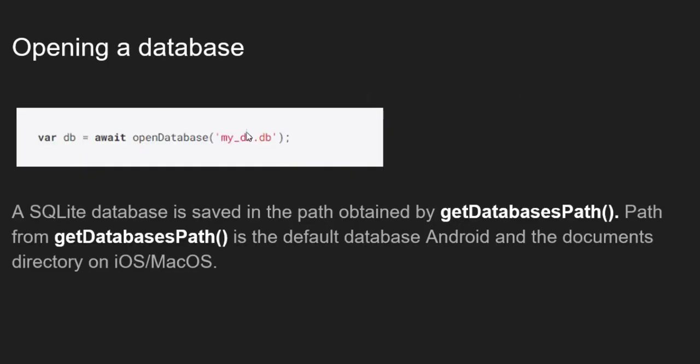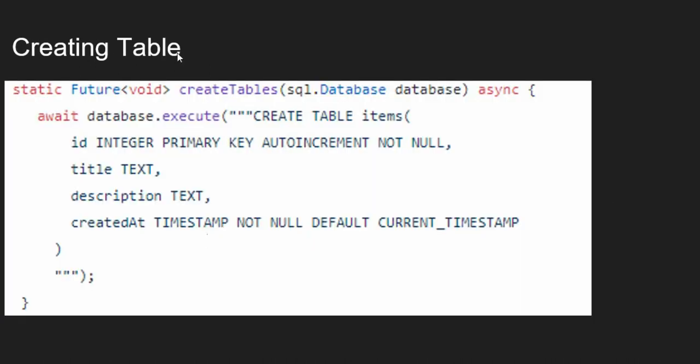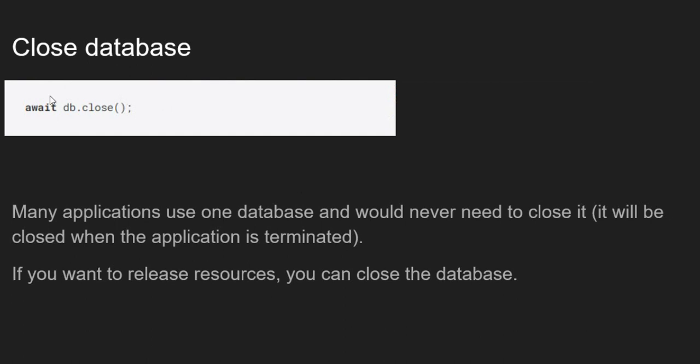To open the database, we can just use openDatabase with our database name .db. And this SQLite database is saved into our default directory as obtained from getDatabasesPath in our Android, iOS, or macOS. To create the table, we create the method createTables, where we have the parameter database, and then we execute the query to create the table items. This is our table name, with id, title, description, and createdAt as parameters. And they have different data types, that is integer, text, and timestamp. To close the database, we can just call db.close.